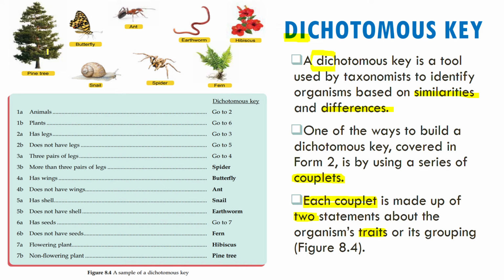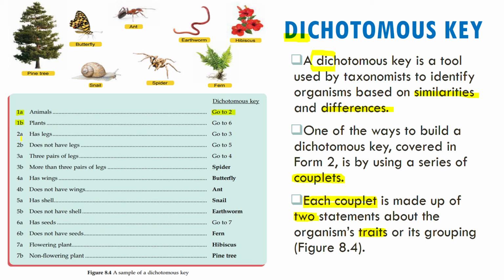So you can see here are 1, 2, 3, 4, 5, 6, 7, 8 organisms, and we are to classify them to identify the organisms using dichotomous key. So how are we going to do that? Okay, as you can see here, 1A and 1B. Okay, 1A and 1B, this one refers to the two statements, okay, about the traits. So whether it's animals or plants. If it is animals, then go to 2.